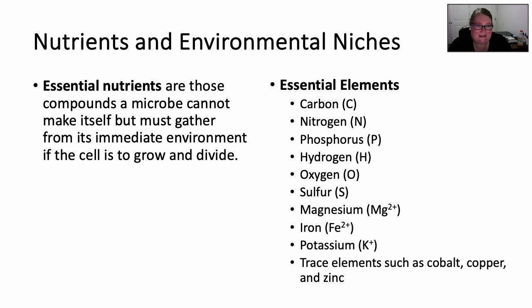Now, all living things need carbon, nitrogen, phosphorus, hydrogen, oxygen, and sulfur. These are our essential elements. We have to get these in our diet. We have to get these from the environment.